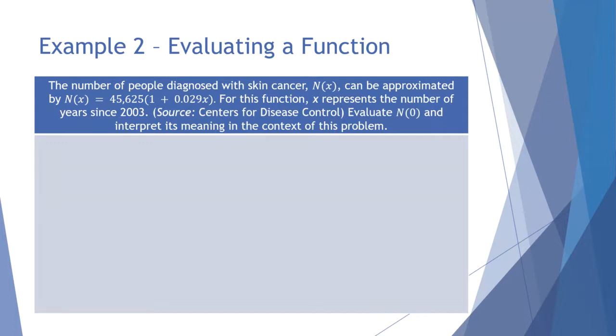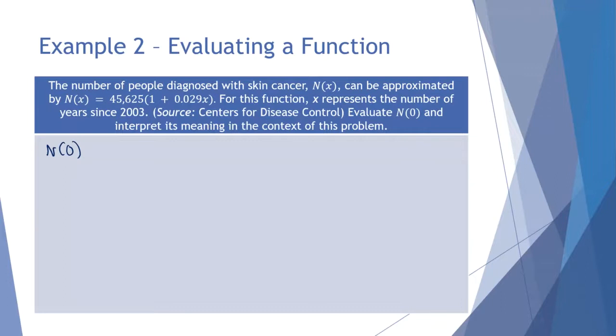For this function, x represents the number of years since 2003. So that means your x that you're plugging in are years. Now you have to pay attention, it's years since 2003 because n of 5 would be 5 years since 2003. That would be 2008. So you do have to pay attention to what they're calling the variables. So here they're telling us evaluate n of 0, and then interpret the meaning in the context of the problem. So whenever you have word problems, you should always put it in context of the problem.